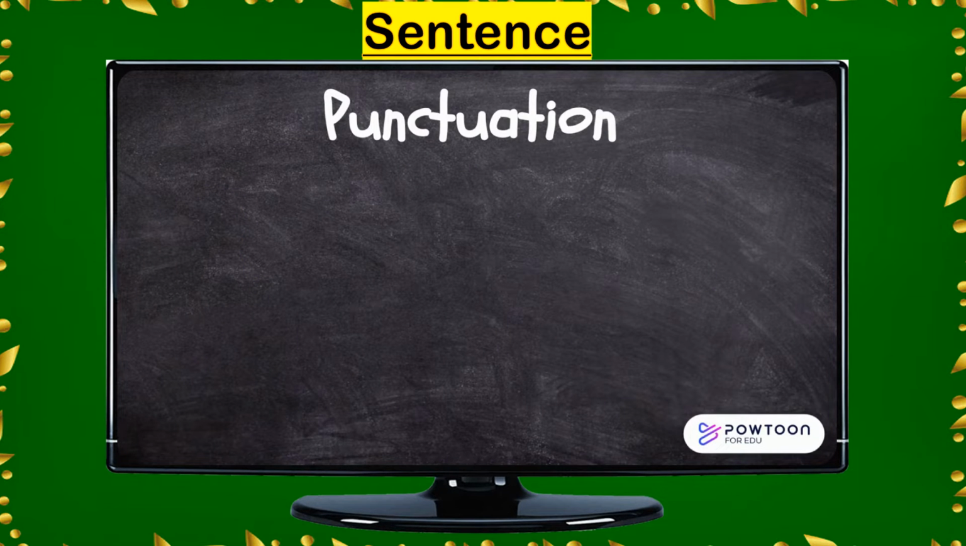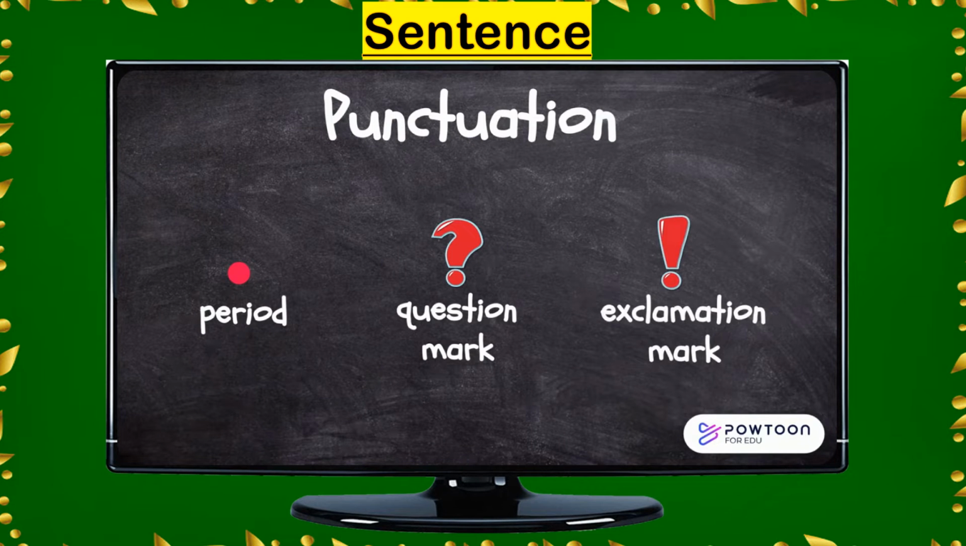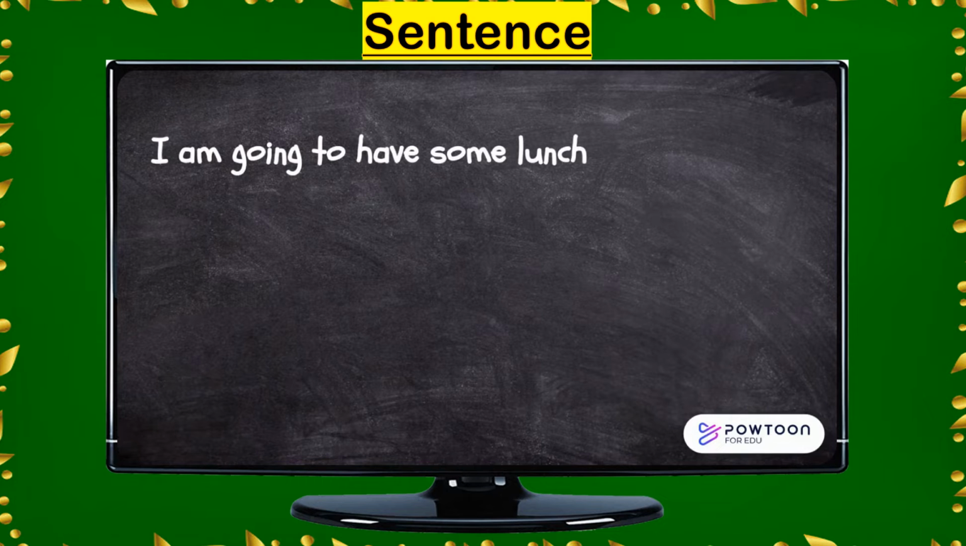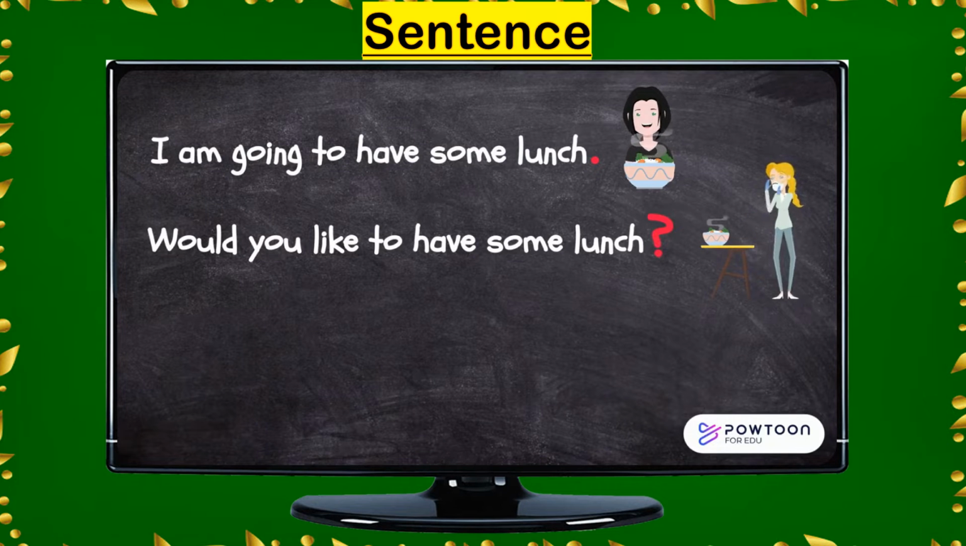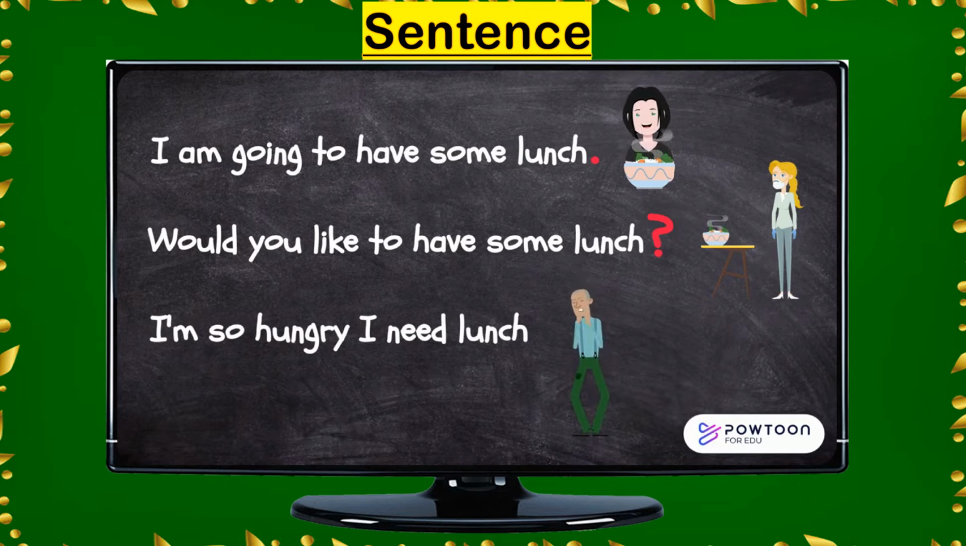The final thing we need to always remember is to use punctuation at the end of a sentence with a period, question mark, or exclamation mark. We use different punctuation depending on our sentence. For example, if I'm telling you something like, I'm going to have some lunch, I would use a period. I use a question mark when I'm asking you a question. Would you like to have some lunch? And I use an exclamation mark when I'm expressing a strong or forceful emotion, such as, I am so hungry, I need lunch!